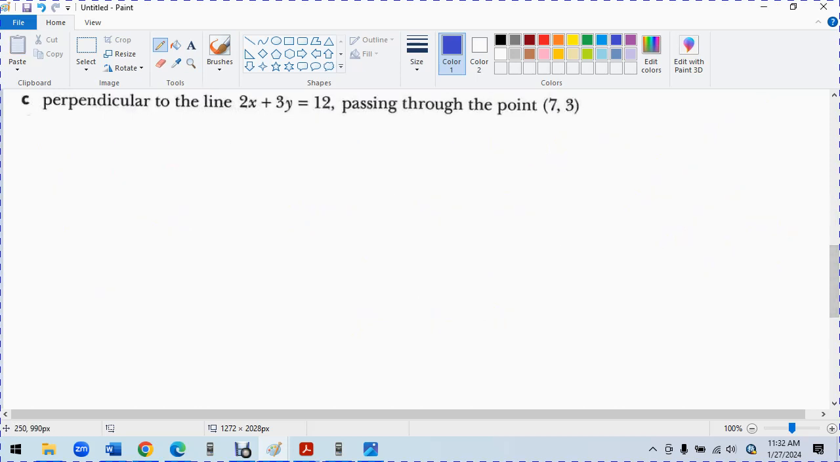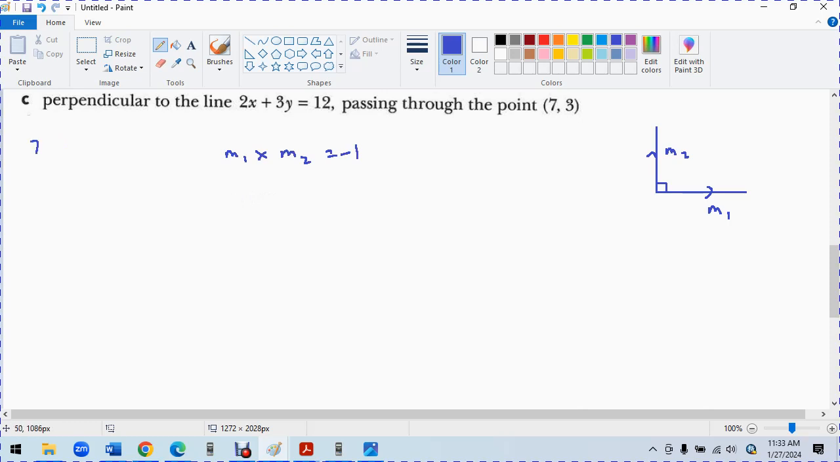So for C, we need to find the equation that is perpendicular to this line and passing through this point. So for two lines that are perpendicular, we have gradient 1 and gradient 2. When perpendicular, we have a 90-degree angle here. So the relationship for perpendicular lines is that gradient 1 multiplied by gradient 2 equals negative 1.